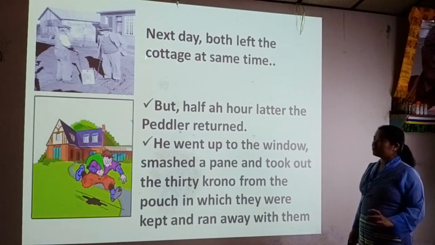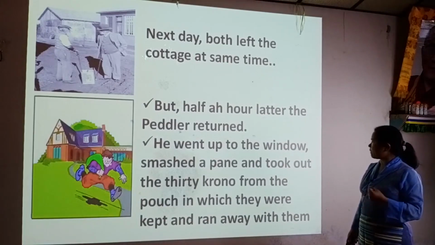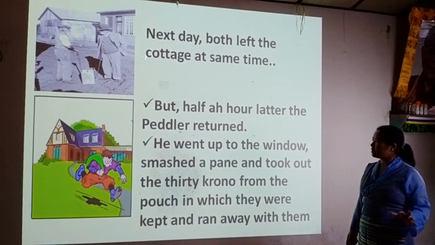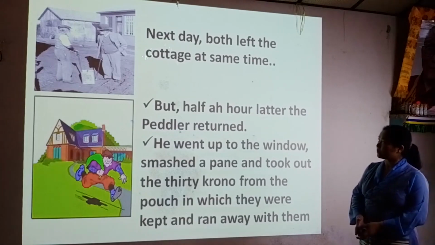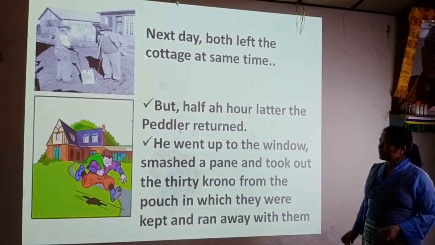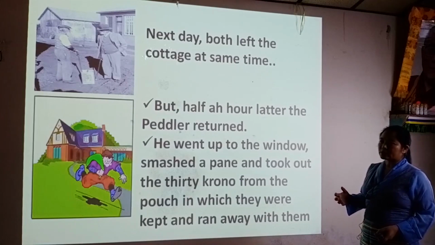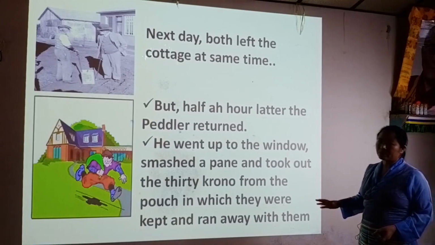He went up to the window, smashed the pane, and took out the 30 kronor from the pouch in which they were kept and ran away. Okay, so the peddler returned to steal the money. He knew where the money was kept. It was kept close to the window in a pouch. So he broke the window pane, took out the pouch and the money, and ran away.